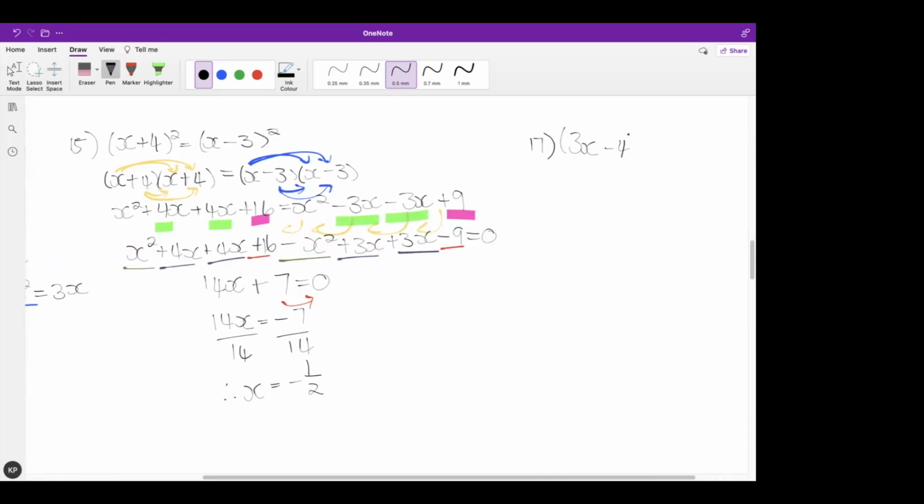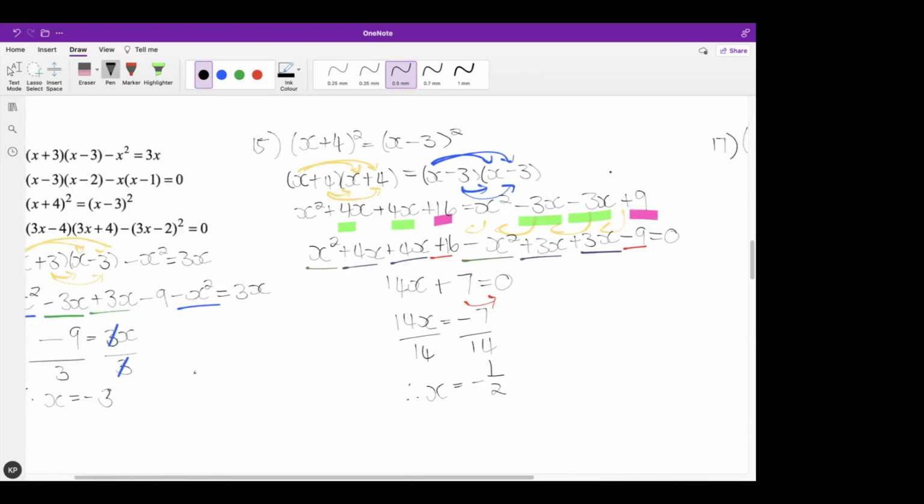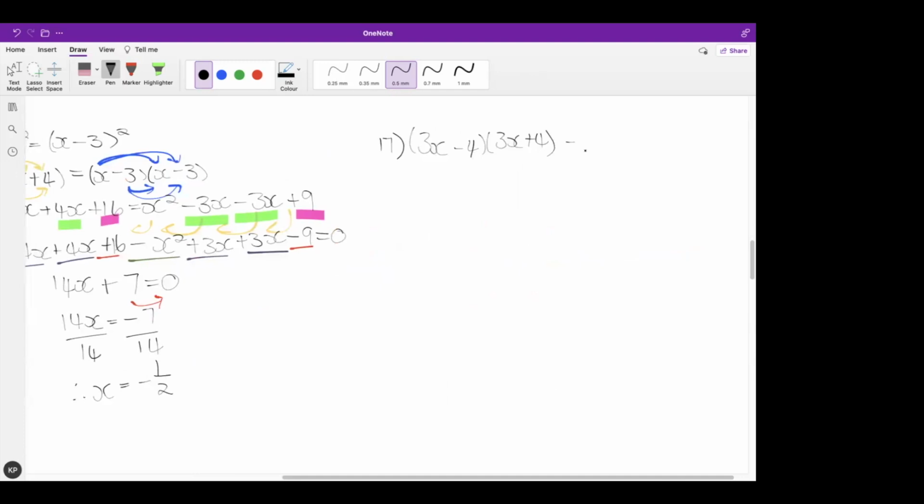3x minus 4 times 3x plus 4 minus 3x minus 2 squared equals 0. Jack has an answer for me. Okay, let's do it together. I'm going to start off by FOILing these two guys. All right, 3x times 3x. What is my first term? 3x times 3x. My first term is 9x squared.